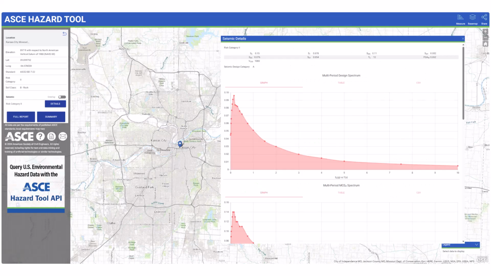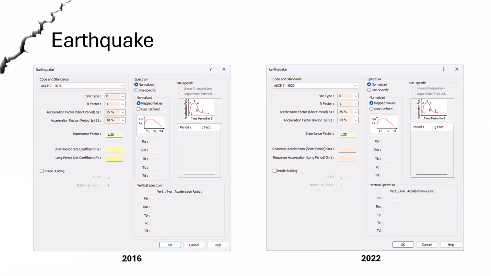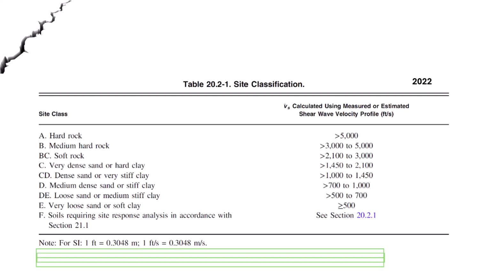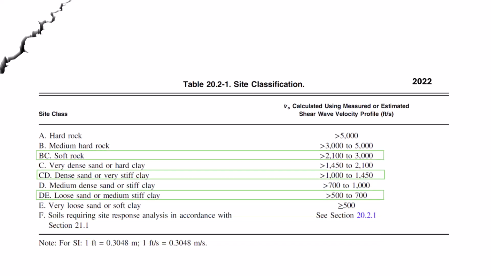When opening the ASCE hazard tool, you input the address and it will give you the coefficients that we are looking for, SMS and SM1. This is reflected in the dialog where FA and FP have been replaced by SMS and SM1. Another change is the addition of 3 new site classes between the existing ones, BC, CD, and DE.